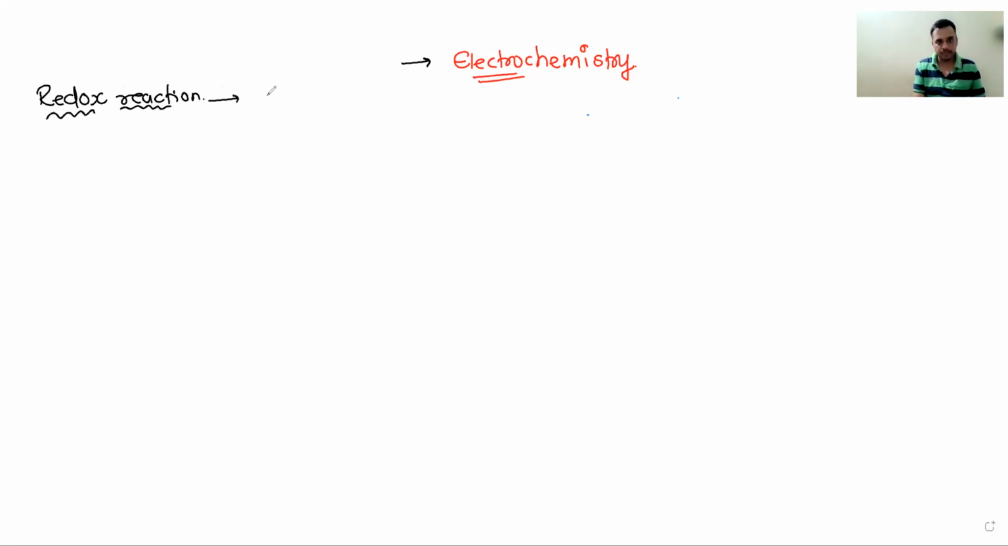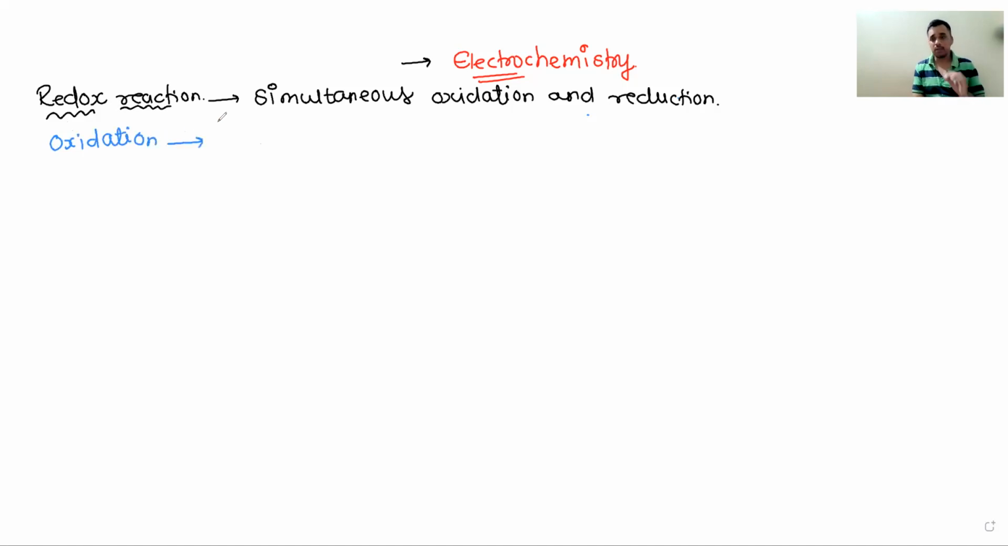A redox reaction is nothing but a simultaneous process of oxidation and reduction. Now many students might confuse oxidation and reduction. What exactly are the oxidation and reduction processes? It is a generalized form that we are going to require over here. Oxidation itself is nothing but loss of electron.